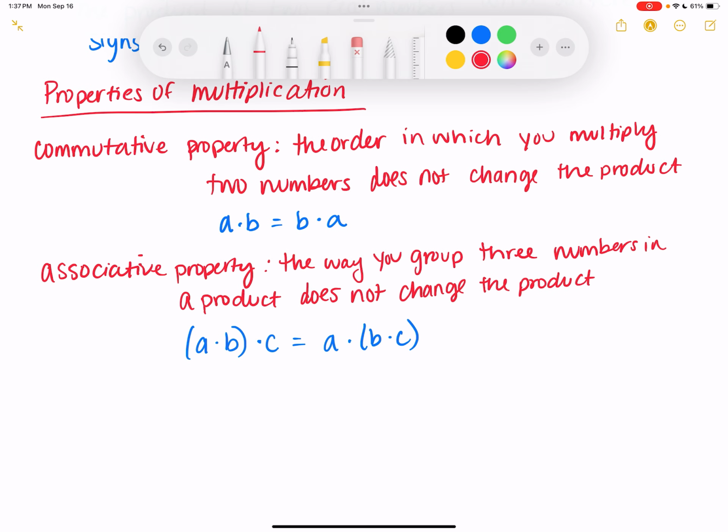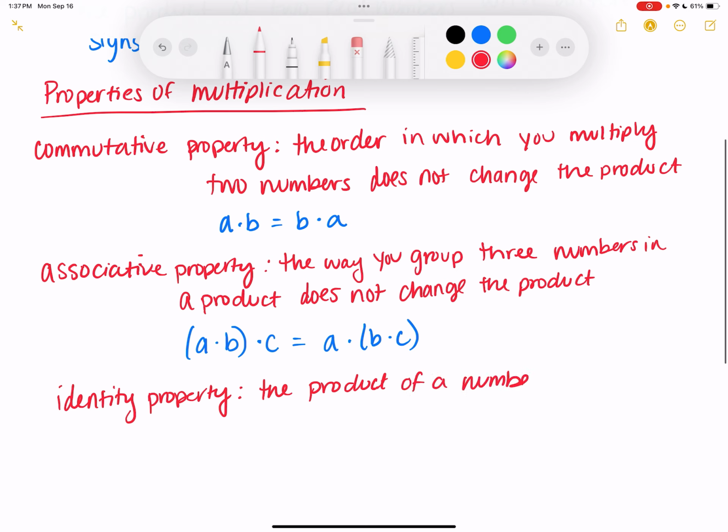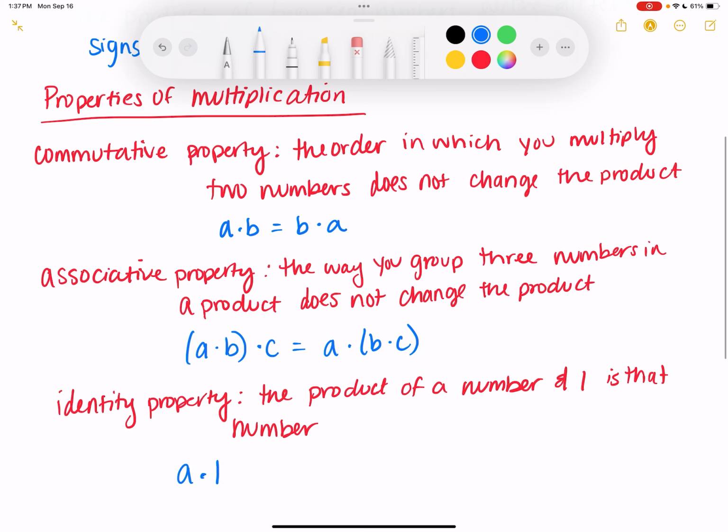The identity property: the product of a number and 1 is that number. So all that means is that if I multiply A times 1 or 1 times A, that's just equal to A.